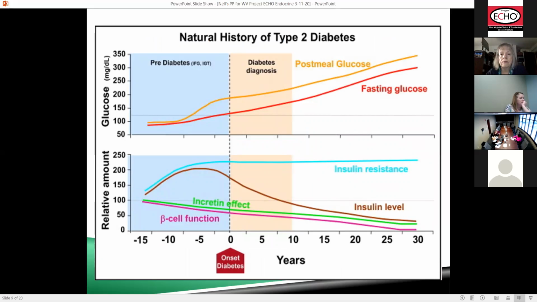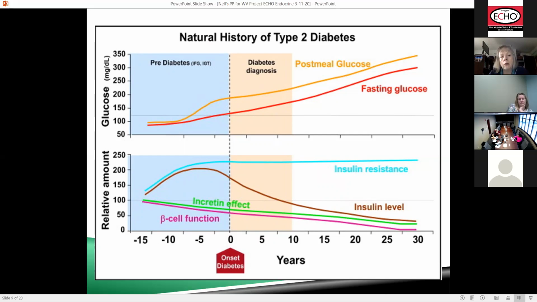There we go. So if we were in a room together, I'd ask you if you'd seen this before. This is not a new slide, but I want to spend some time on it. Notice that there's two parts of this slide. At the top of the graph, the top graph, you have on the left glucose.